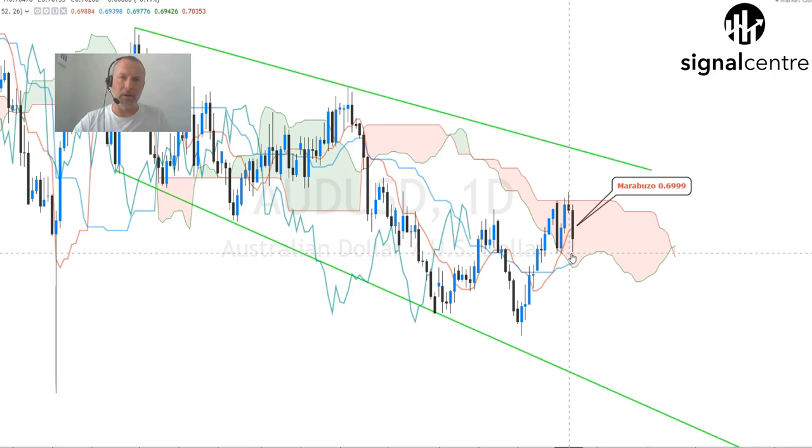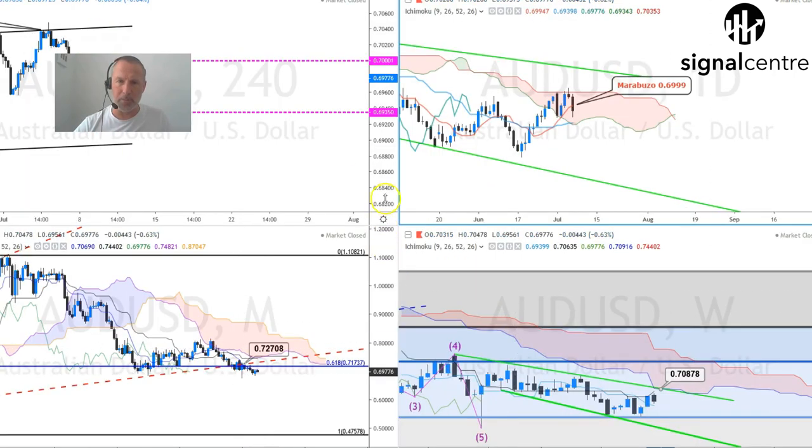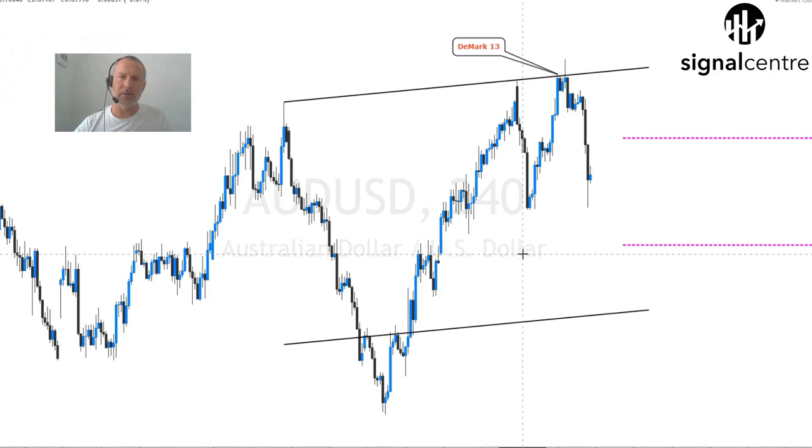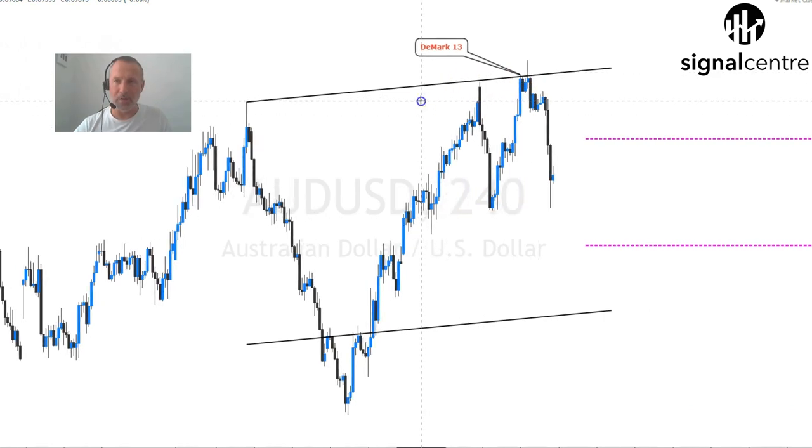Now a Marubozu level is the open and the close, or the midpoint of the open and the close of a strongly bearish or strongly bullish candle. So that's quite an important level when we look at the intraday chart. Are we forming a reverse head and shoulders pattern? So this is the impulse move to the upside, possibly a fifth wave extension, not sure about that. We did post a DeMark 13 count on an intraday chart. We've moved to the downside.